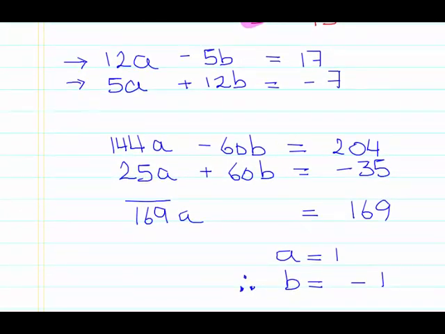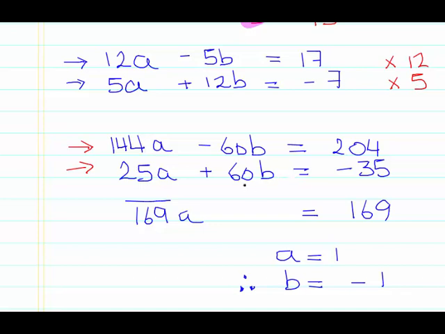What's a and b? Essentially what I'm going to do here is multiply both sides. I'm just going to pick one of them there, and I'm going to multiply that expression there by 12 and that expression there by 5. Okay, so I end up with these. So rephrasing those two equations as 144a minus 60b equals 204. That's 17 times 12. 25a plus 60b equals minus 35.